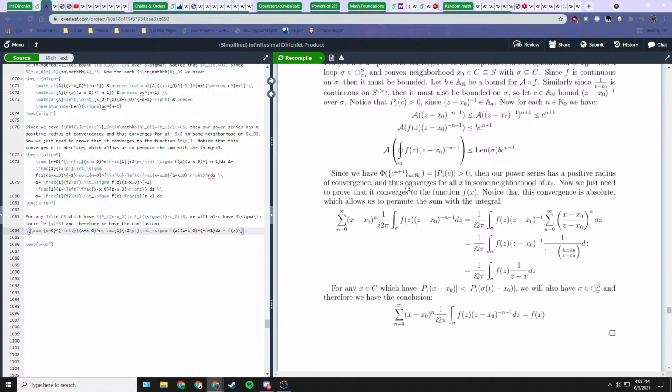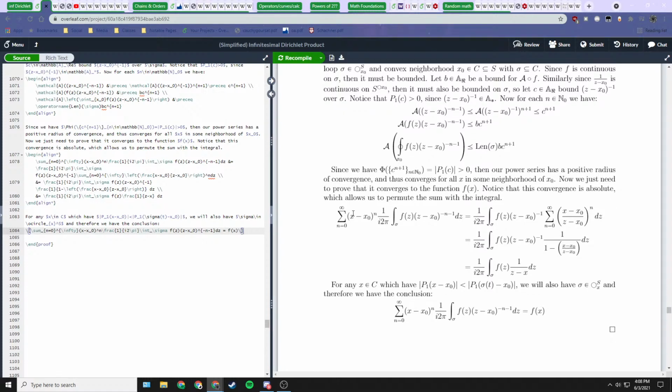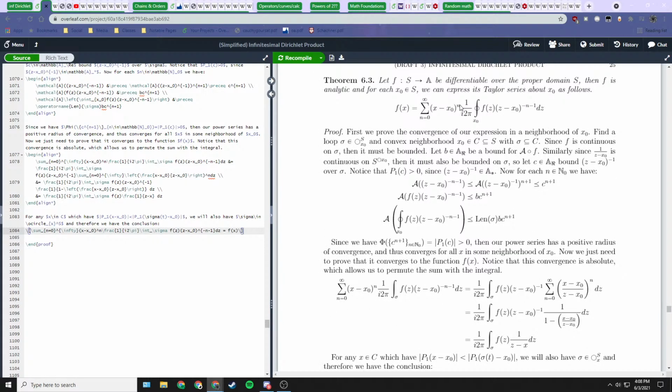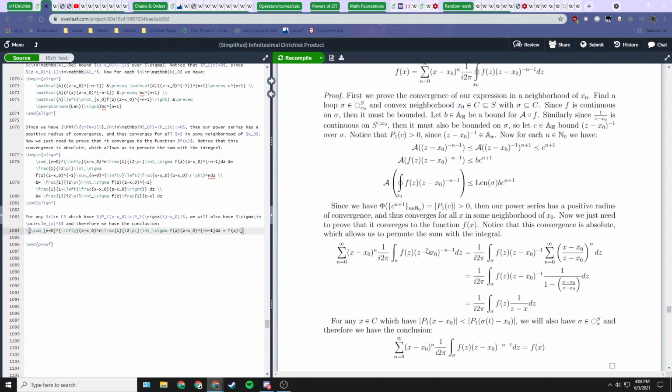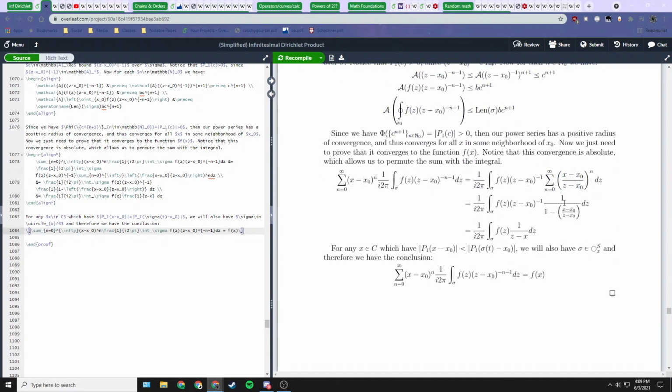is absolute, so we can permute the sum with the integral. So this original summation, this whole expression, we're trying to prove that equals f of x. If we just permute the sum with the integral and rearrange some terms, we have our f of z, we have our 1 extra power of z minus x0, that's right here. And then we have these n powers of x minus x0 and the other n powers, that's these, of z minus x0. This is a geometric series. This reduces to 1 over 1 minus whatever we're doing the powers of, which is this.